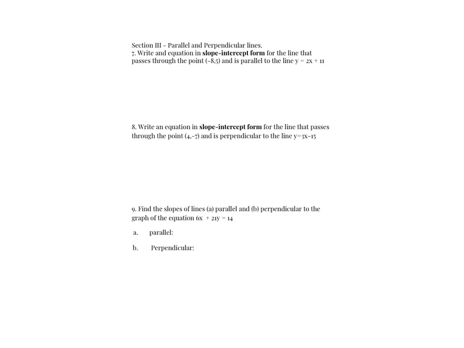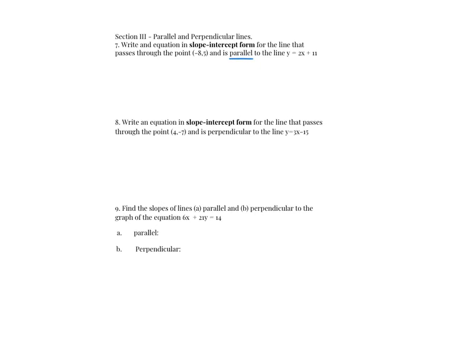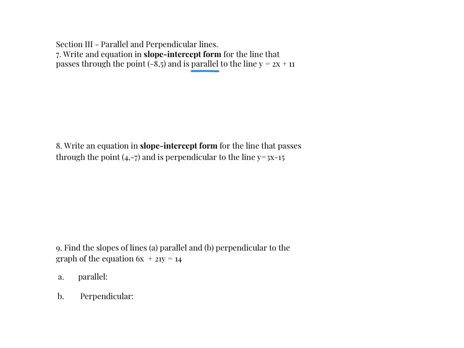Section 3 is all about parallel and perpendicular lines. So for question 7, it tells us to write an equation in slope-intercept form for the line that passes through the point -8, 5 and is parallel to the line y equals 2x plus 11. Now, there's 2 ways to do this. I can take my slope, take my point, plug it into point slope, or I can just use my slope intercept. I am going to stick with my slope intercept form.